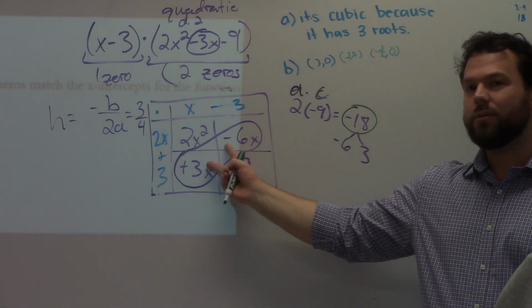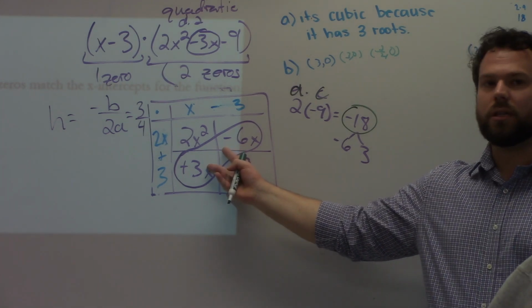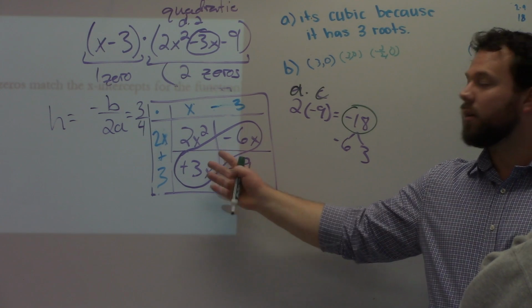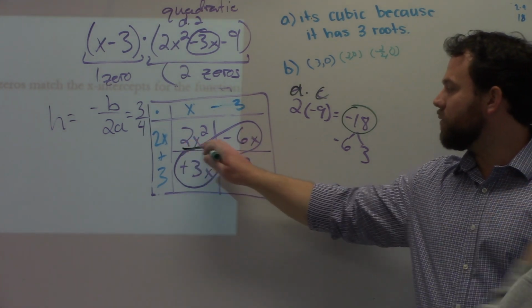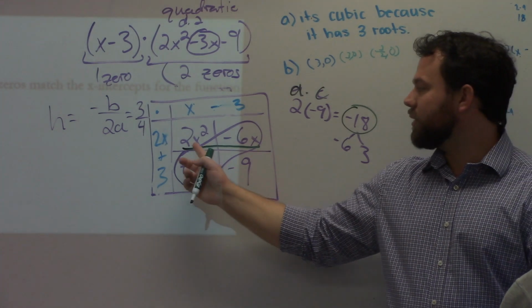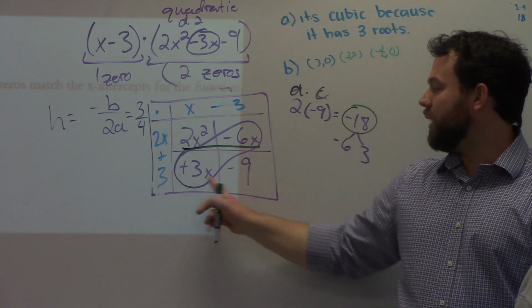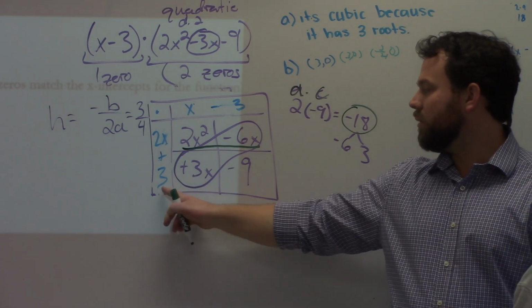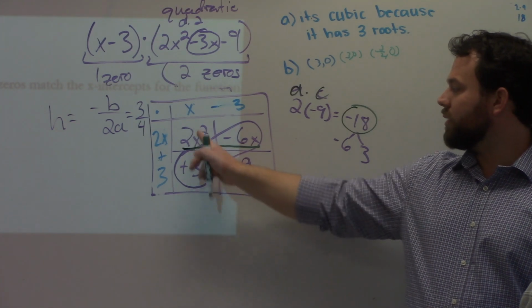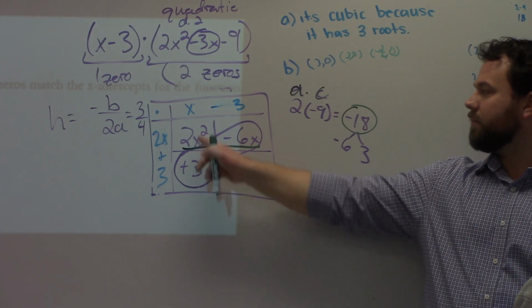Does it matter where they go here? If you go either order, it does not matter. So don't sweat that. And you just find your greatest common factor for each row and each column, right? 2x squared and negative 6x, that's a 2x. Right? What do 3x and negative 9 have in common? That positive 3. 2x squared and 3x, what do they have in common?